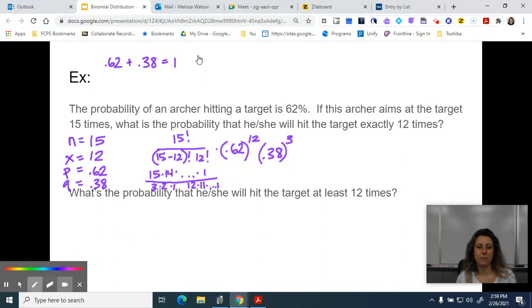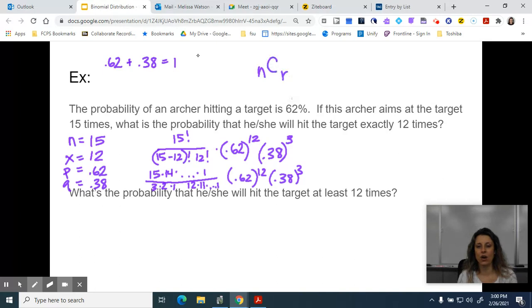Okay. Then we'd have 0.62 raised to the 12th and times 0.38 raised to the 3rd. Okay, I'm going to show you a little shortcut here, guys, because these can get kind of lengthy. There is a function in your calculator called nCr, which is the same as nCx.